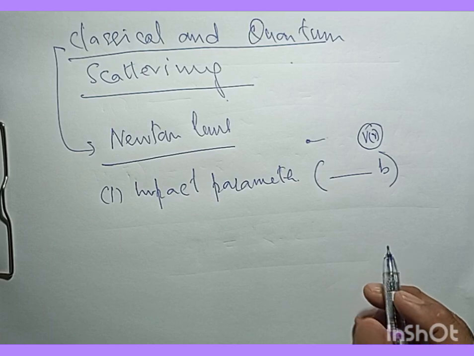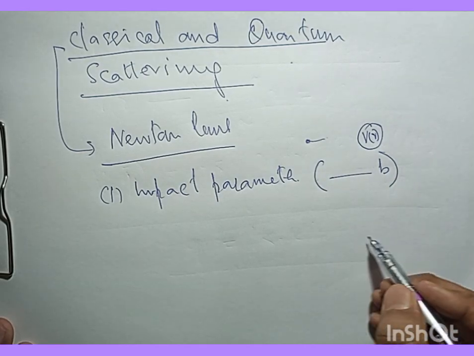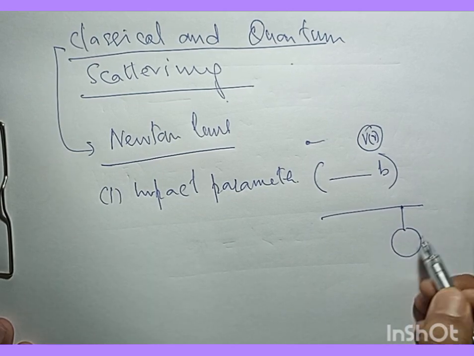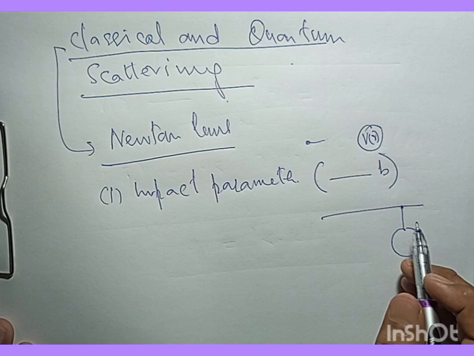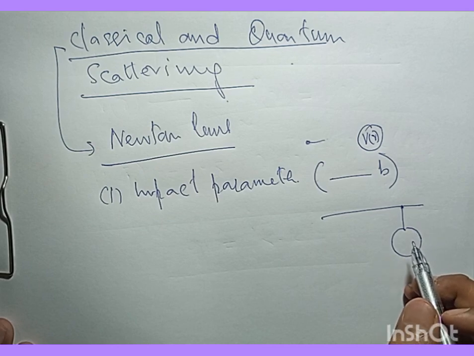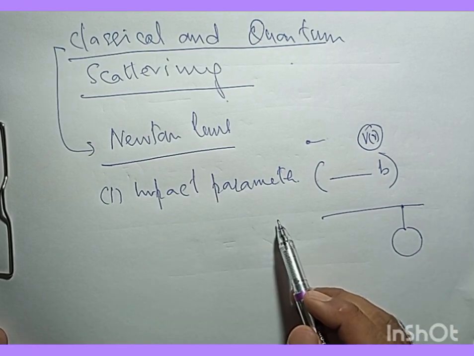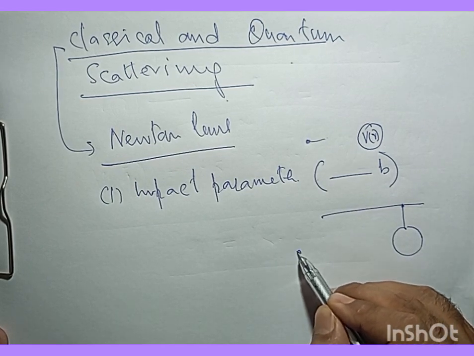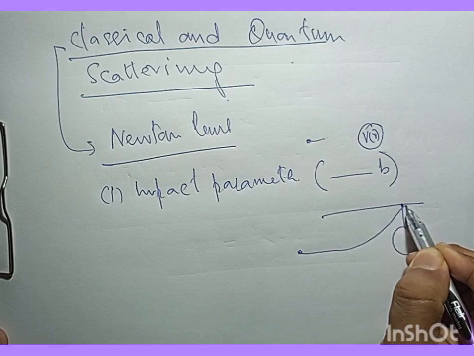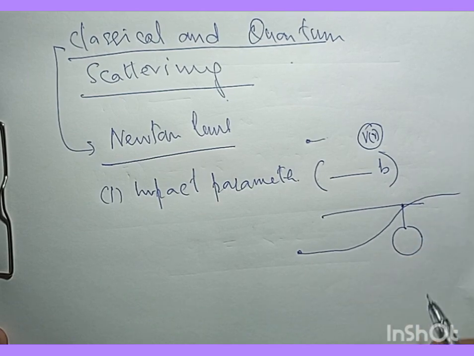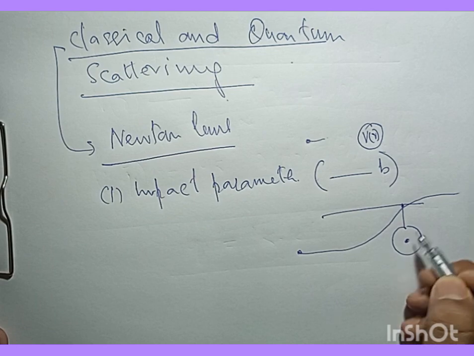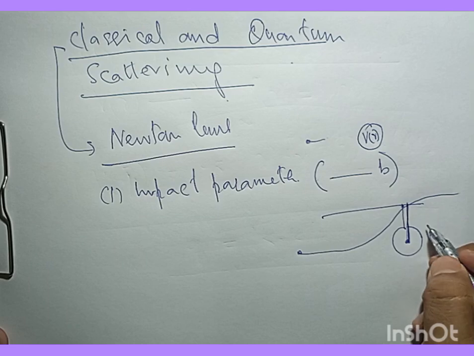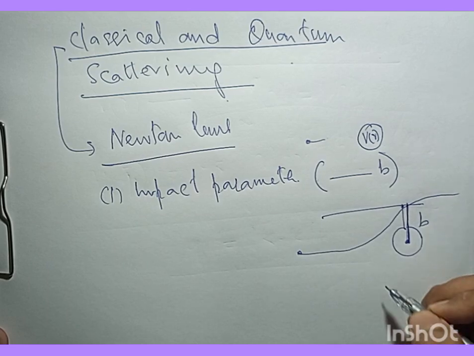And what is this impact parameter? It's basically the perpendicular distance from the initial trajectory of the particle. So I should say that this impact parameter is the perpendicular distance between the initial trajectory of the particle and the center of the potential. So there is a perpendicular distance, and this perpendicular distance is my impact parameter B.